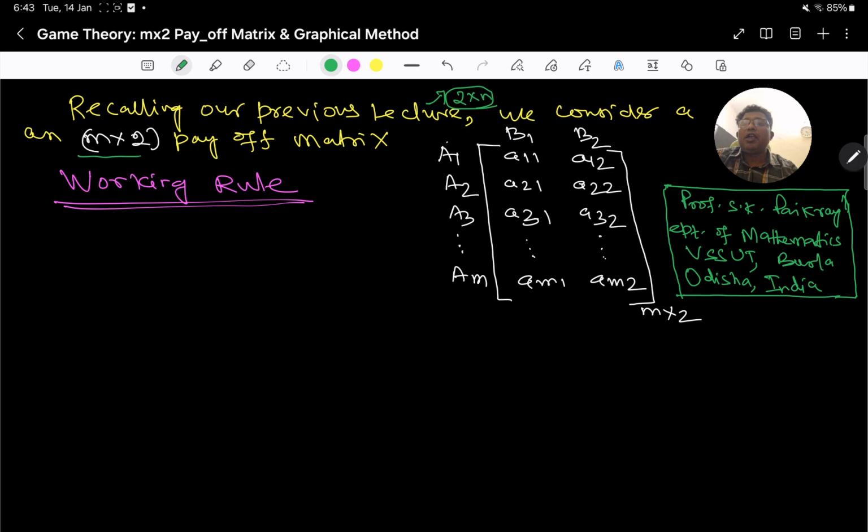Here we consider an m×n matrix of the following form: a11, a12, a21, a22, and so on, up to am1 and am2. Okay, so let us now discuss the working rule.